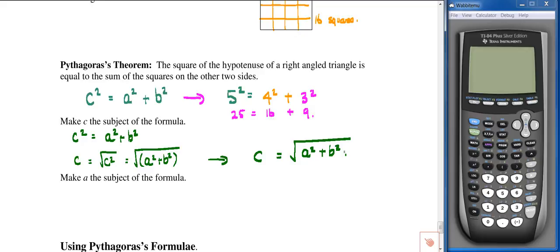But what if we wanted to make a the subject of the formula? So we begin with the original formula again.